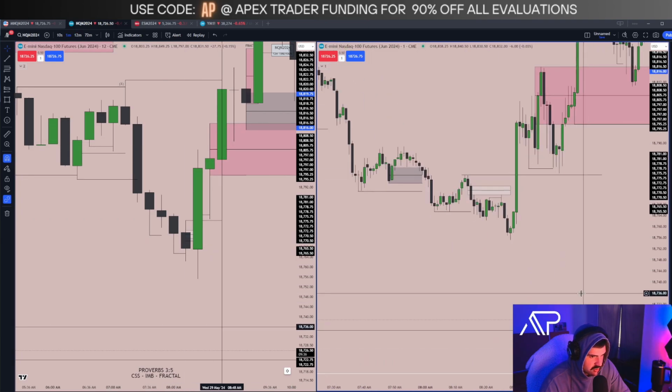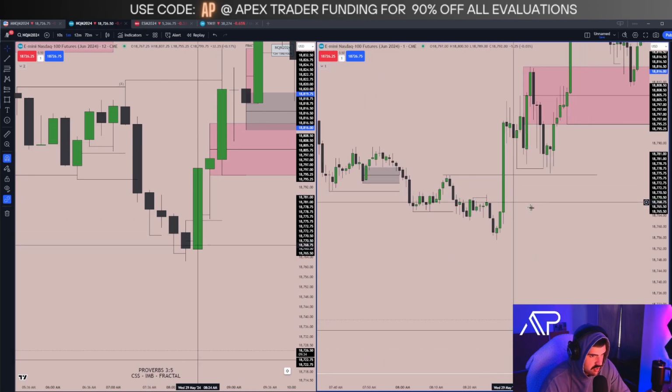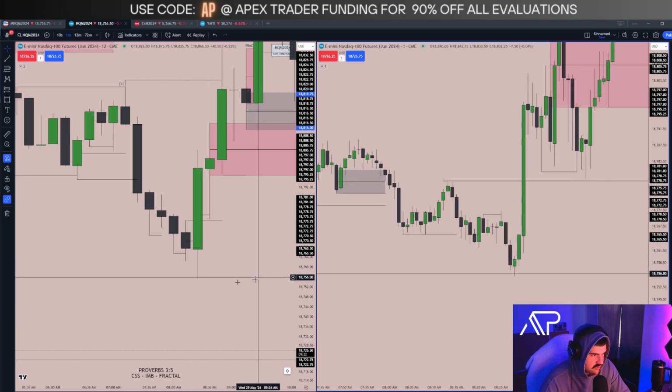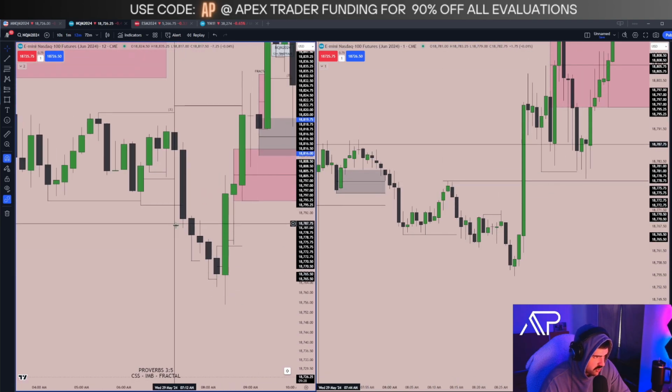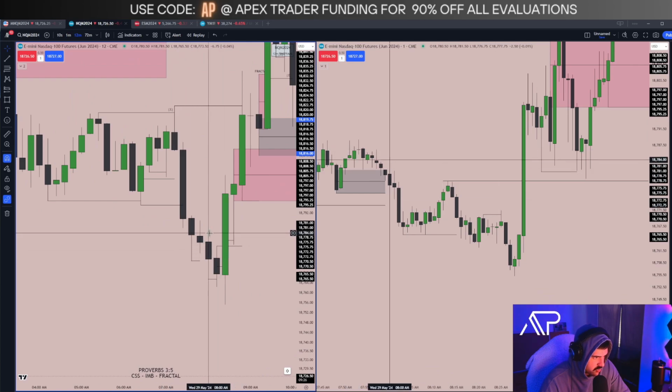Let me delete some of these so you can actually see this. I believe that's right here. And then we'll jump back into the setups for today. So you can see this whole move down right here. What is price doing? We're closing below bodies, closing below bodies.